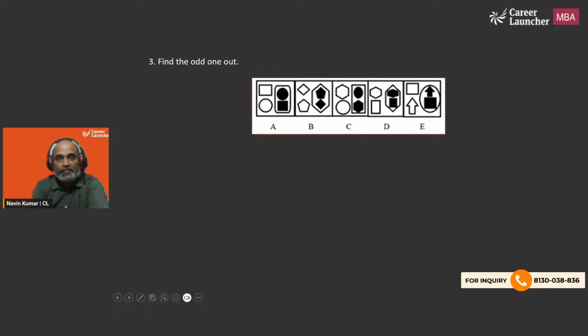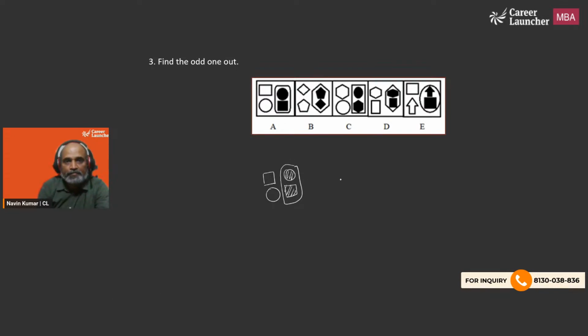Right? Okay. Next, find the odd one out. So if we look at A, B, C, D, E, in each of these shapes, we have got a square and a circle, which are not shaded. Then the opposite of it, the square and the circle are shaded, and they are within a curved edged rectangle.